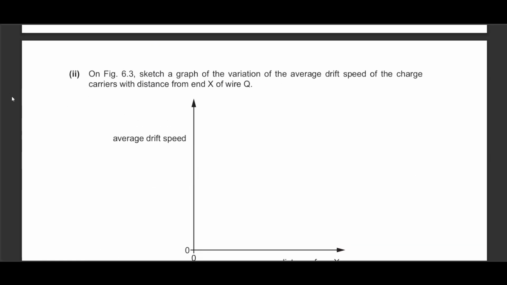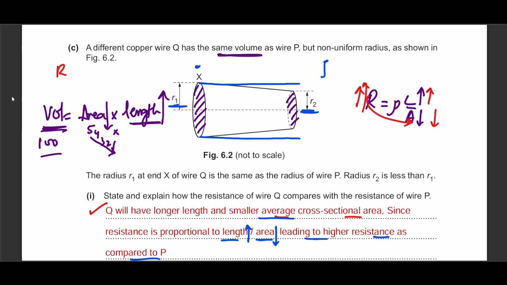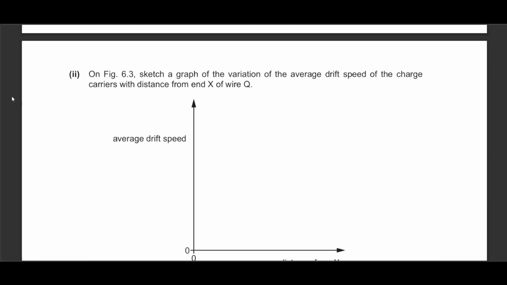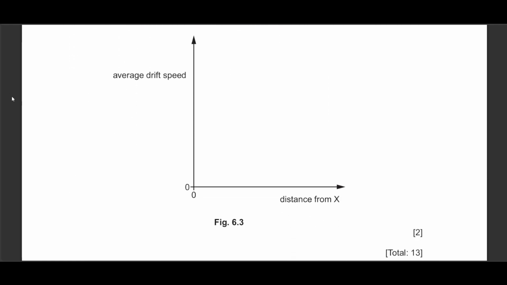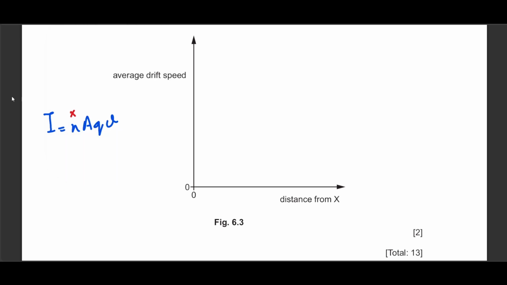Now, he's going to ask you about the average drift speed against distance from X. So he says that this is where the electrons or charge carriers start their journey from, and they go to this side. And what's going to happen to their speed? Now, this is again a common occurrence I found recently. So I is equal to nAqv. First, single out the variables that you cannot change. You cannot change the charge density. You cannot change the standard charge value.